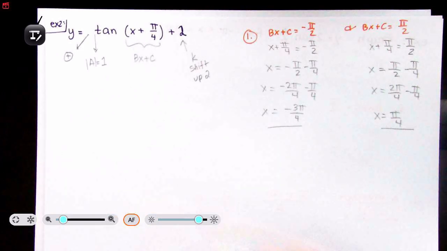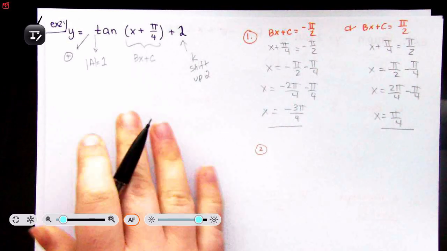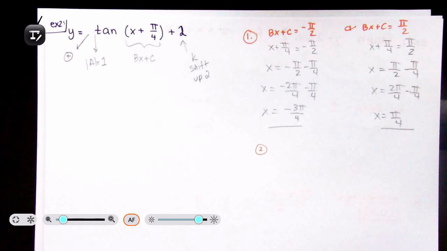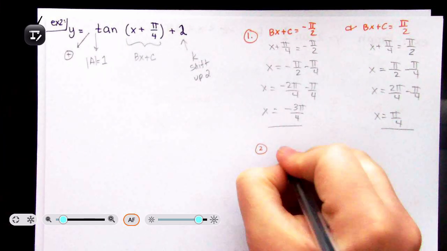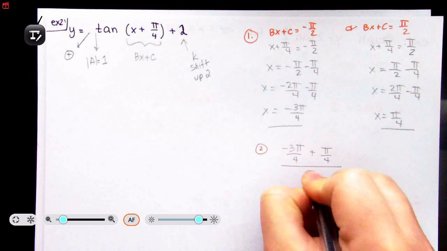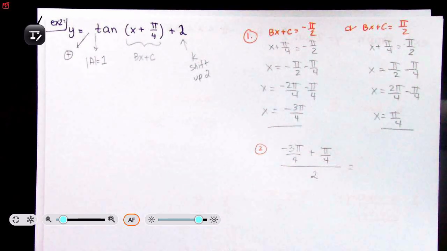So from here we're going to go to step number 2. I'll leave this area to graph. Step number 2 is our X-intercept, or in this case, since we do have a K value, a vertical shift, that K value will become our midline, and then we're going to shift that up. So you're going to do exactly the same thing. You're going to take negative 3 pi fourths plus pi fourths, exactly what we did, divide by 2. So what do I have here? Negative 3 pi fourths plus pi fourths.